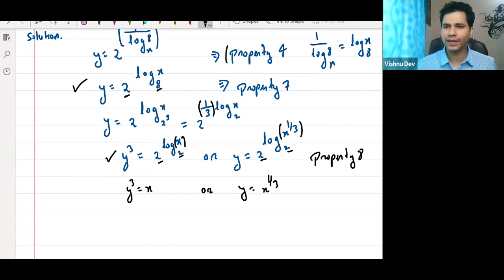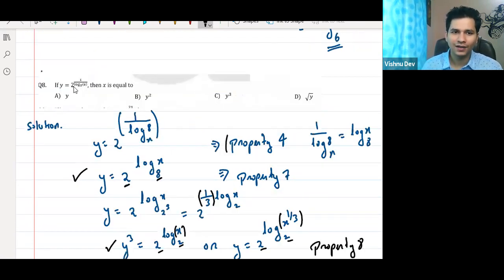Yes, Shivansh, what is the problem? Sir, in a test, if any question of this type comes, it is very confusing that it was 2 raised to the power log, 1 by log 8 base x. It was looking like 2 log 8 and base x. So how will we get that? First of all, again, it is 2 to the power, because everything is power. Don't worry, I will write it.